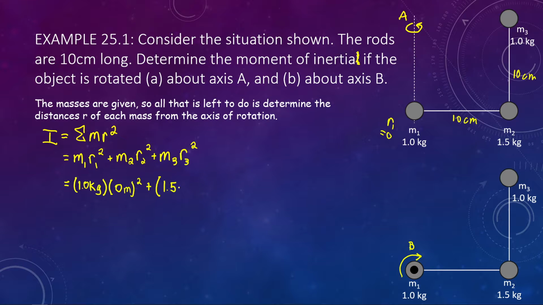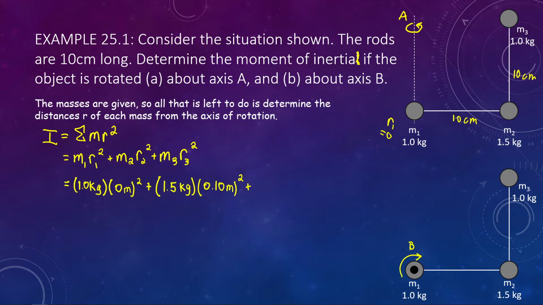Mass 2 is given to us as 1.5 kilograms. And if we look at the picture, mass 2, this guy over here, is 10 centimeters away from the axis of rotation. So if that is the case, R2 is 10 centimeters. Now note we want to convert to base units, so that would be 0.1 meters. And don't forget to square that quantity.